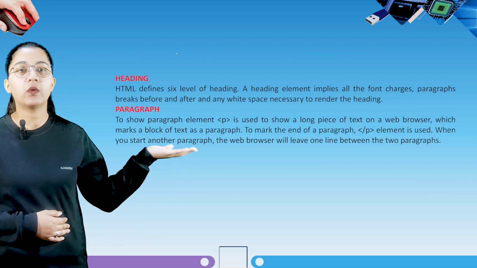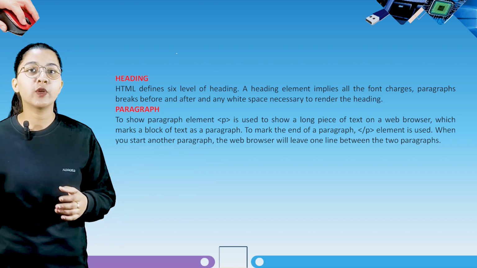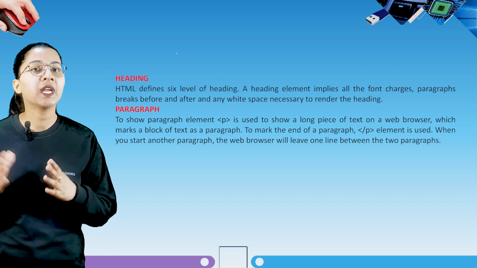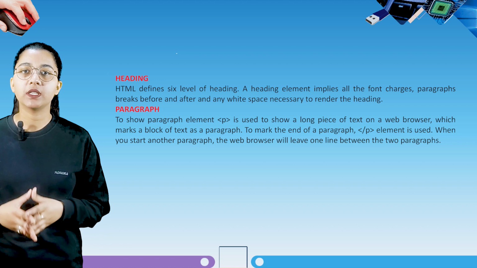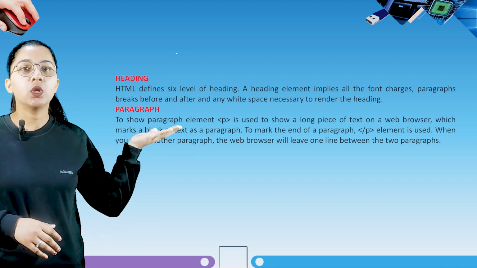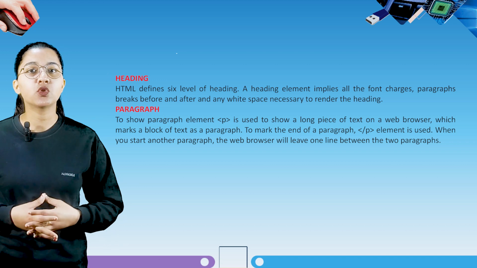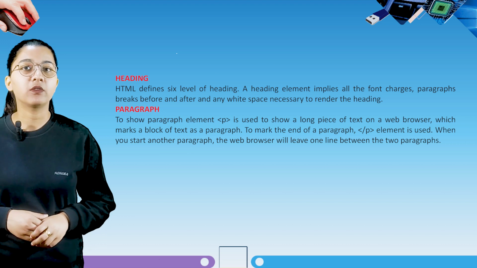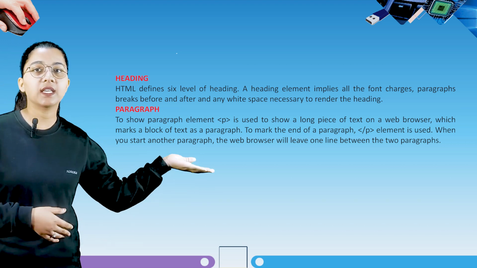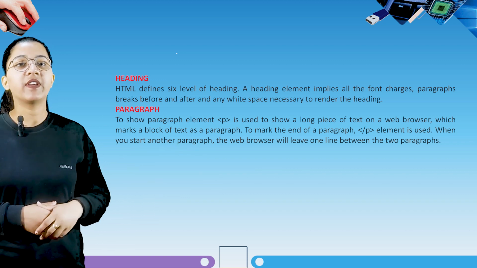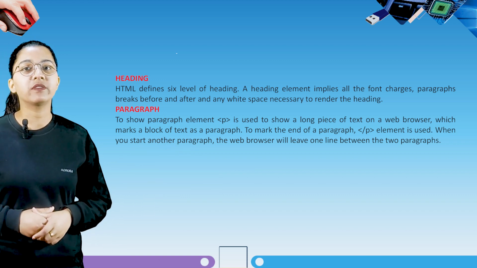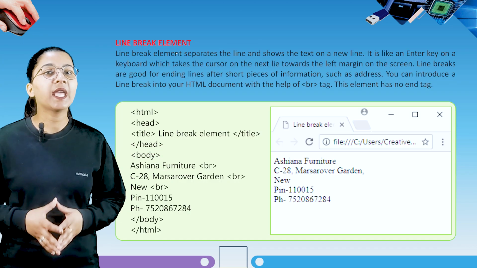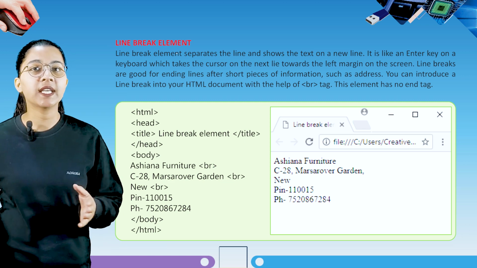Now students, let's read about heading. HTML defines 6 levels of heading. A heading element implies all the font changes, paragraph breaks before and after, and any white space necessary to render the heading. Then paragraph. To show paragraph element, P is used to show a long piece of text on a web browser, which marks a block of text as a paragraph. To mark the end of a paragraph, the closing P element is used. When you start another paragraph, the web browser will leave one line between the two paragraphs. Now let's read line break element. Line break element separates the line and shows the text on a new line.